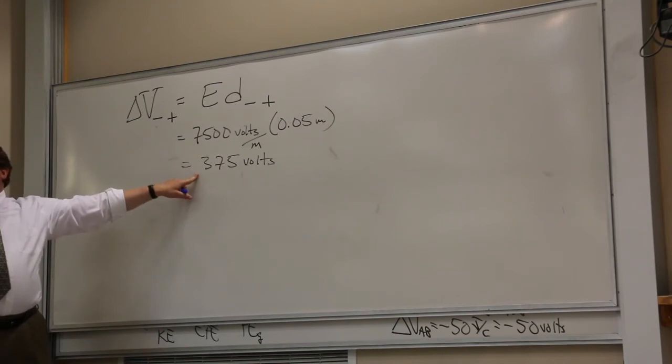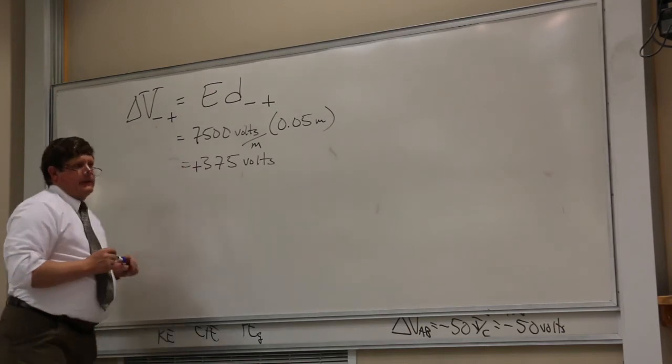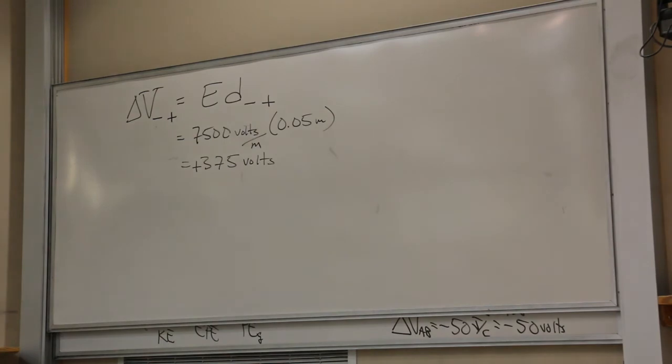Now I'm going from the negative plate to the positive plate. Is this going to be a positive change or a negative change? As I go towards the positive plate, is my voltage increasing or decreasing? It's increasing, so that's a positive change. And that's the second part of your homework. It asks you which plate, positive or negative, is at the higher voltage. It's always a positive plate. Electric field goes from high voltage to low voltage. It also goes from the positive plate to the negative plate. So the positive plate must be the higher voltage.